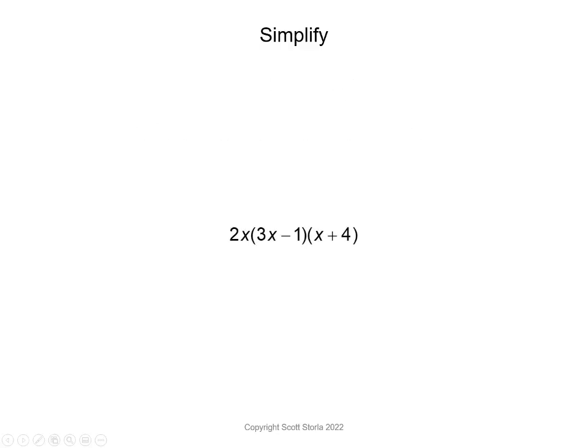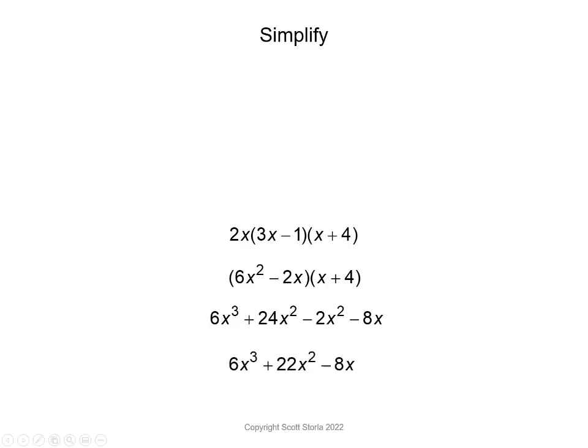This one has 3 factors. Please multiply left to right. By order of operations, we multiply left to right. So this will give us 6x squared minus 2x. Now we're going to multiply this product to our next factor. This will give us 6x cubed plus 24x squared minus 2x squared minus 8x. Notice this is just foiling here, so foiling is just a special case of what we're doing. And then I'll collect like terms.